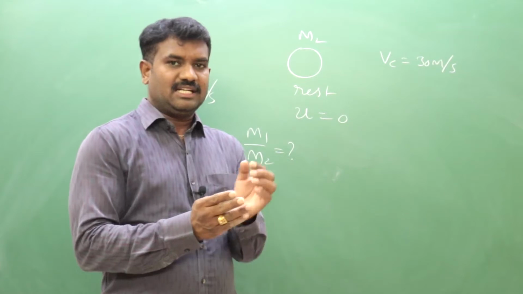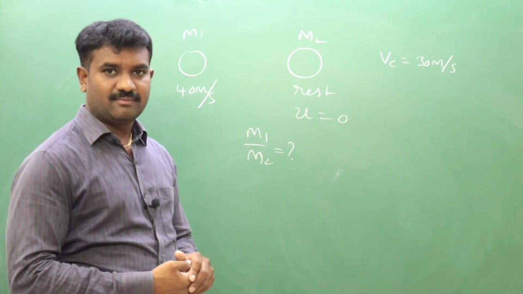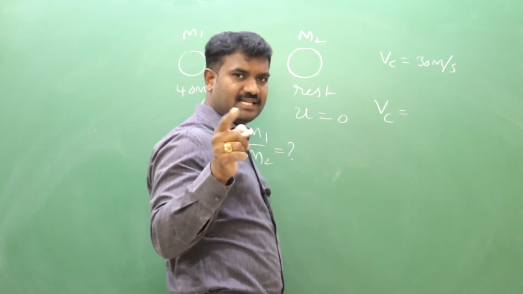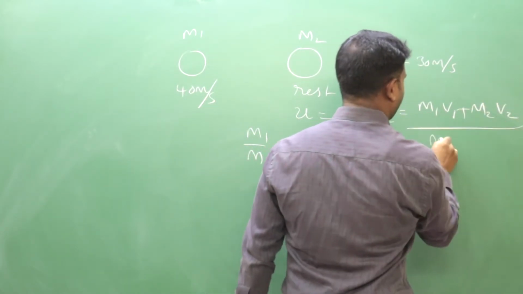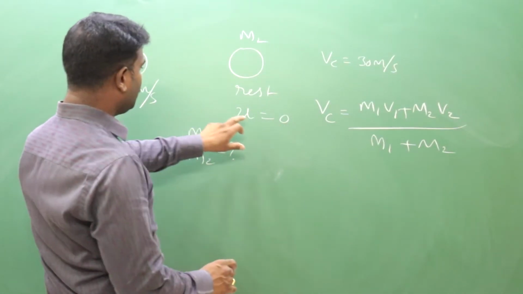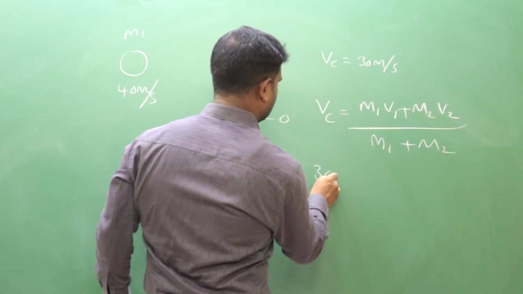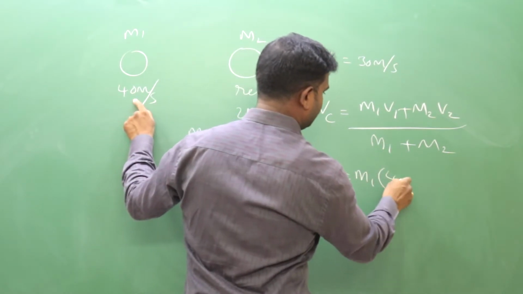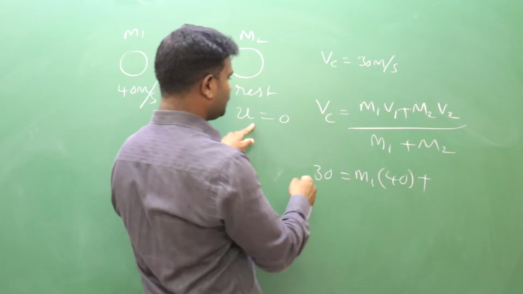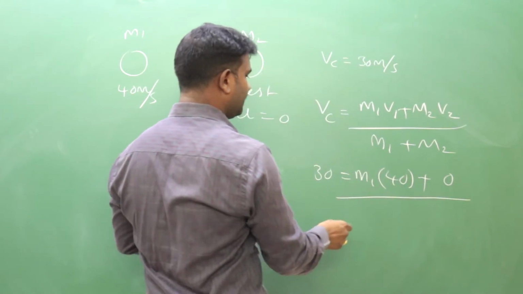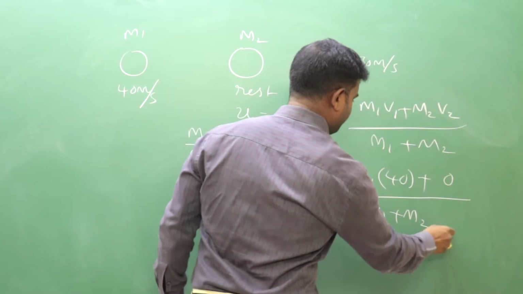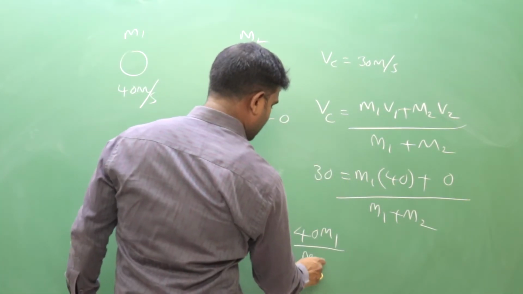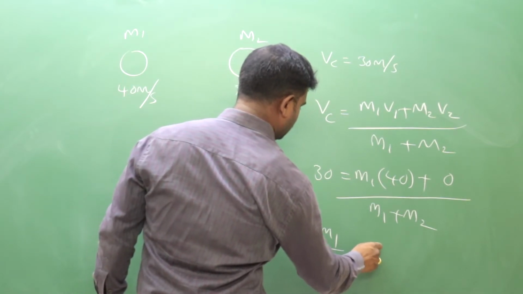Though it seems to be a little bit difficult problem, m1 by m2 he is asking, but the method is same as before. As we know the common velocity formula, Vc is equal to, 30 is equal to m1, not known, leave it, m1. Its velocity is 40 plus m2 into velocity 0, so it becomes 0, by m1 plus m2. That implies 40 m1 by m1 plus m2 is equal to 30.